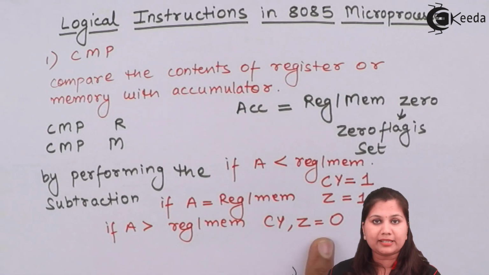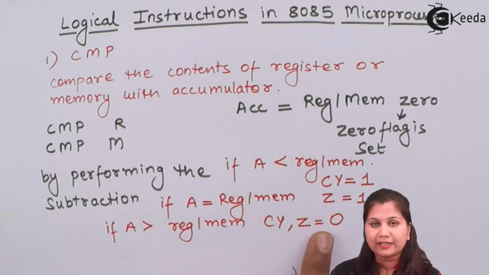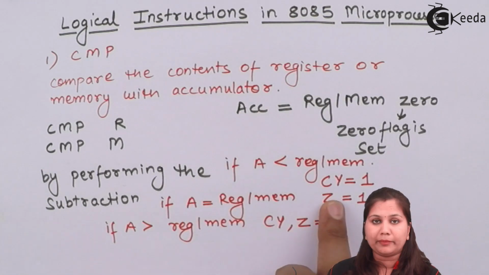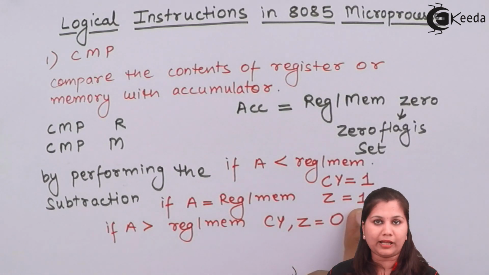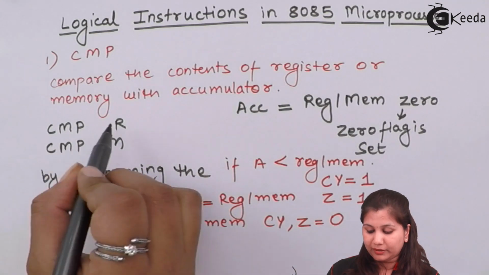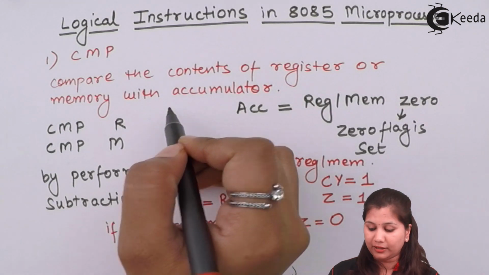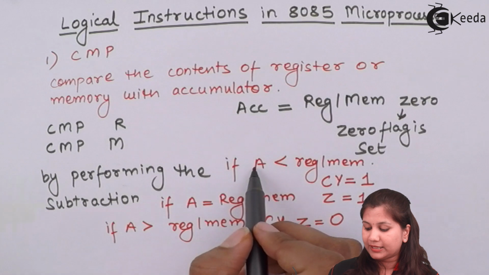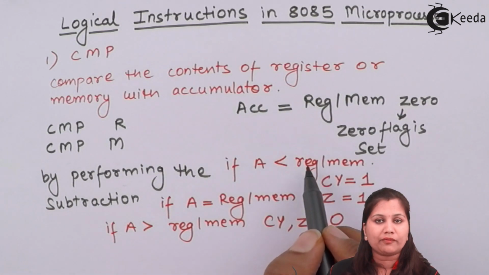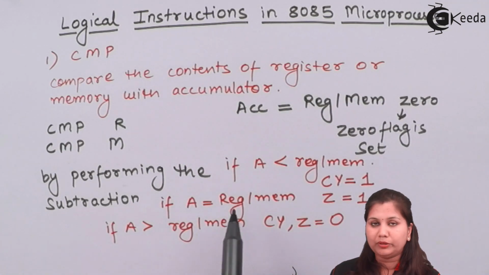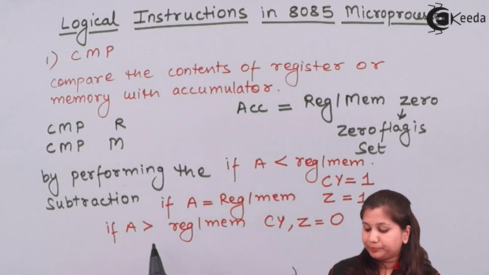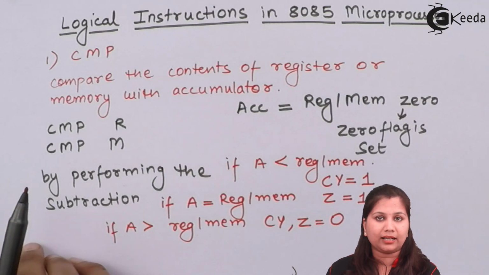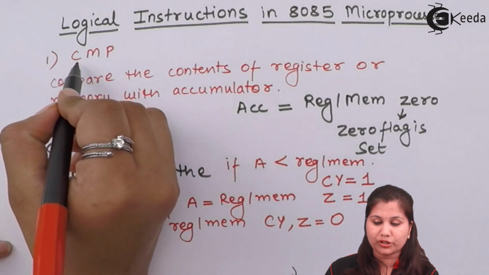In the greater case, the carry flag will be reset because no borrow or carry is generated, and the zero flag is also reset because the contents are not equal to each other, so the result will not be zero. And when the contents are equal, the result is zero, so the zero flag will be set. So we will compare both the contents, register with the accumulator and memory with the accumulator, and check the carry flag and zero flag. If the carry flag is set, the contents of the accumulator are less than the contents of the register or the memory. If the zero flag is set, the contents are equal to each other. And if both the carry flag and zero flag are reset, then the contents of the accumulator are greater. In this way, the comparison is done in the 8085 microprocessor using the instruction CMP.